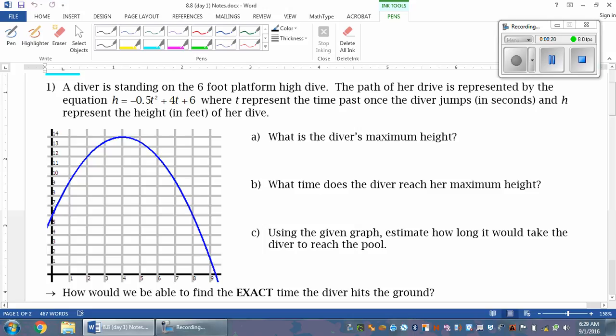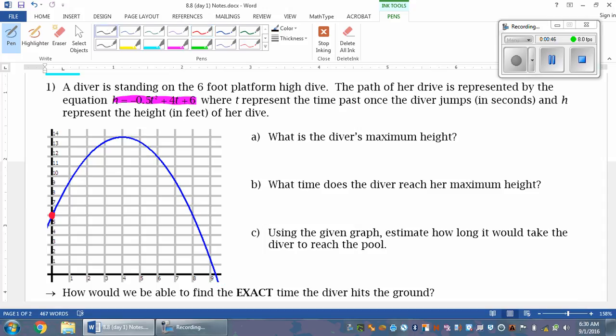The path of her dive is represented by this equation, and this is the graph of this equation right here, where T represents the time passed once the diver jumps, again in seconds, and H represents the height in feet of her dive. The diver starts right here, jumps off, and then goes down and then hits the pool.